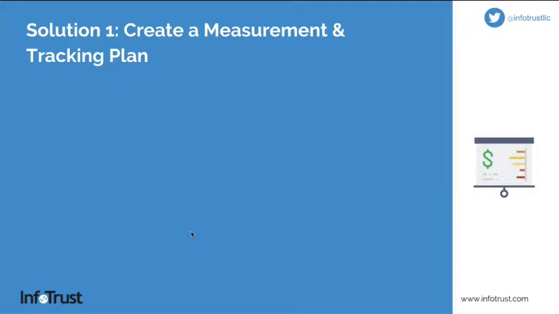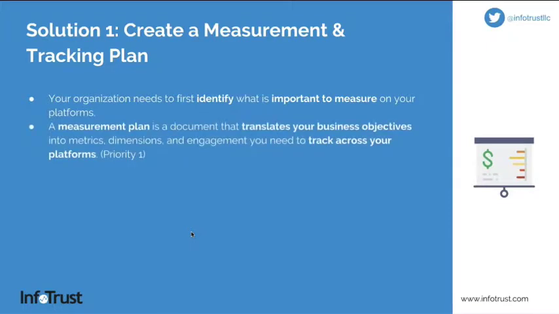Especially with media companies, it's really important to create a measurement plan to understand what the KPIs are, what the business objectives are that we need to be able to track, and then build that into a tracking plan that says, okay, development team, go out and set up all this tracking across all of our different platforms. So really the first thing you need to do is identify what is important to measure on your platform, and that's what a measurement plan is. It's a document that translates your business objectives into metrics, dimensions, and engagement that need to be tracked across those platforms.